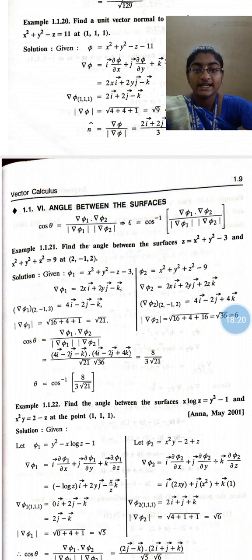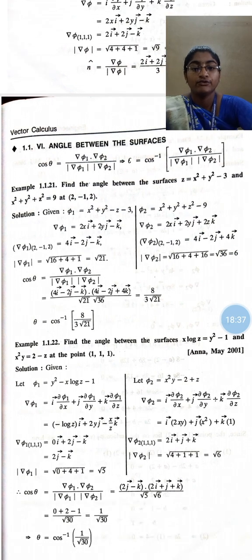Now we have to take the modulus for both del pi 1 and del pi 2. We get the square root of 4 square plus minus 2 the whole square plus minus 1 the whole square, which is the square root of 16 plus 4 plus 1, which is square root 21. Similarly for modulus del pi 2 we get square root 36, which can be written as 6 square. Square and square root cancel out each other, so the answer is 6.